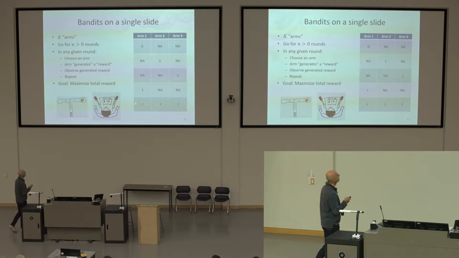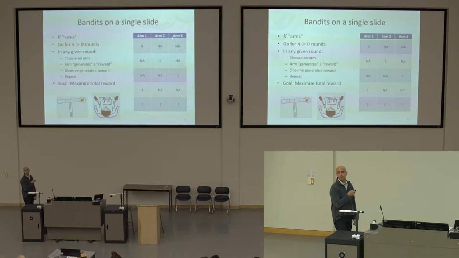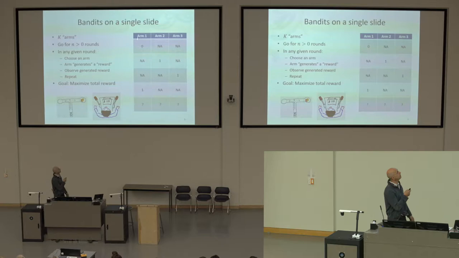And in the first round, you're going to try arm one. Okay, why not? Arm one has the smallest index. And then what you see is that you get a payoff of zero. So let's say this is the simplest setting, binary payoffs, zero, one.